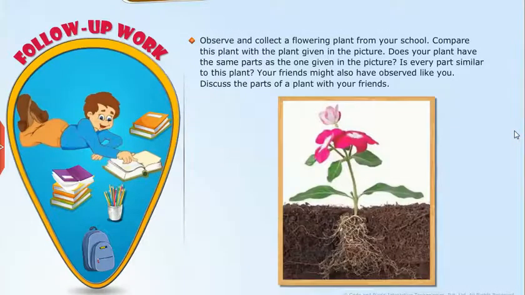Observe and collect a flowering plant from your school. Compare this plant with the plant given in the picture. Does your plant have the same parts as the one given in the picture? Is every part similar to this plant? Your friends might also have observed like you. Discuss the parts of a plant with your friends.